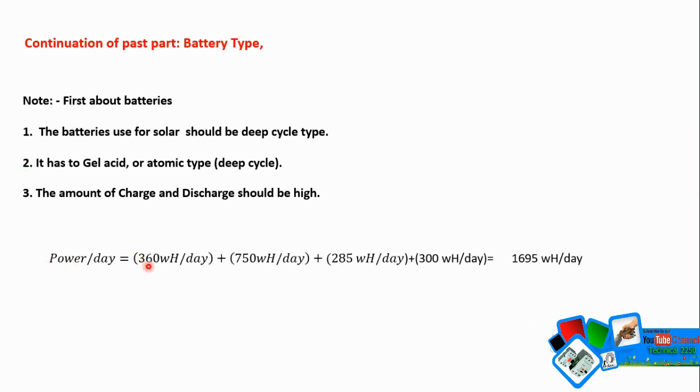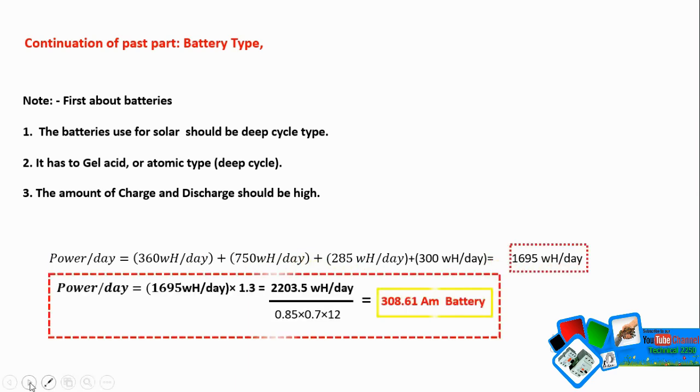Power per day equals 360 watt-hours per day, plus 750 watt-hours per day, plus 285 watt-hours per day, plus 300 watt-hours per day, equals 1695 watt-hours per day. Please follow the procedure.